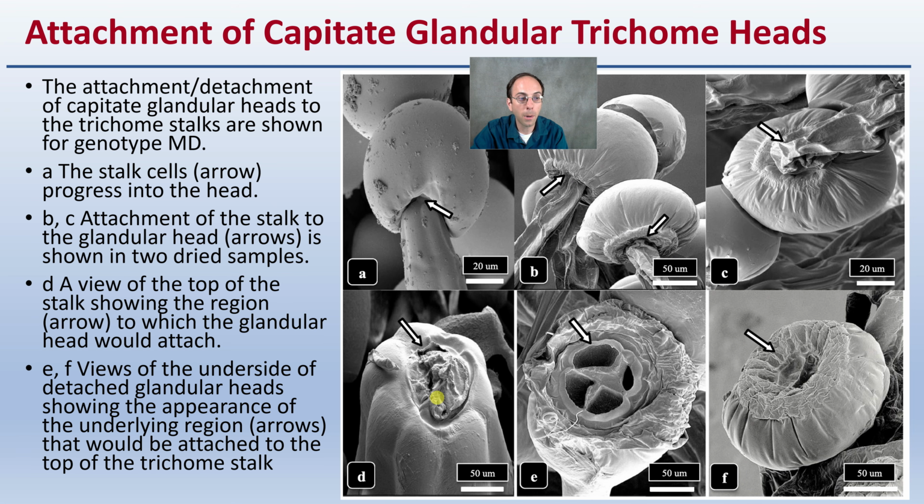Progressing down here to the bottom row, D shows the top of the stalk showing the region to which the glandular trichome would attach. Here, of course, it's been removed from this. We're just kind of popping the top right off, pop the top of the muffin, so to speak, and looking at the bottom. E and F is a view of the underside of the detached glandular heads showing the appearance of the underlying region, which would be attached to the top of the trichome stalk. So it shows the top portion if you flipped it over and looked down at it, to show the texture and the cellular complexity that's occurring on these structures.